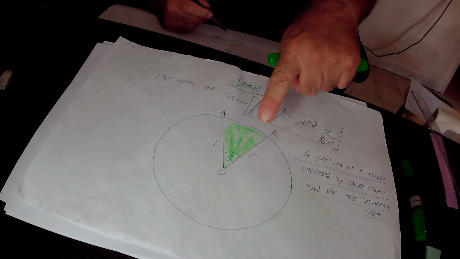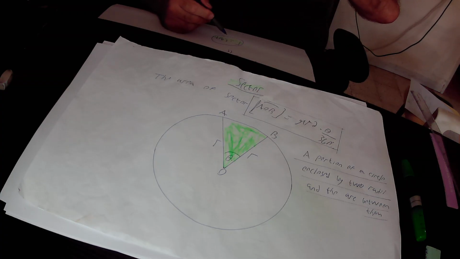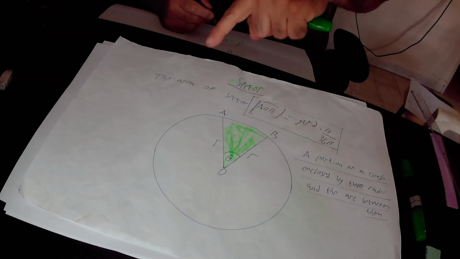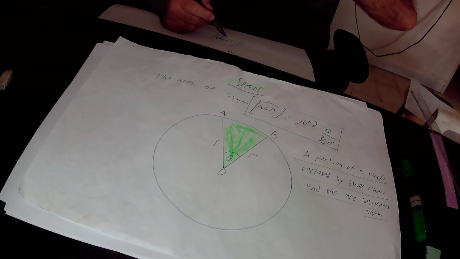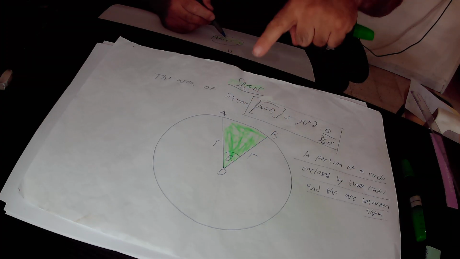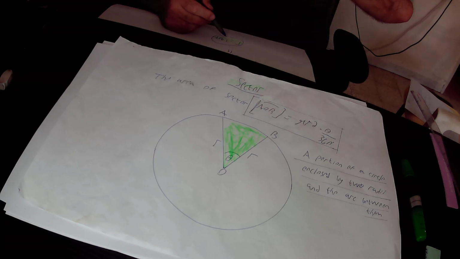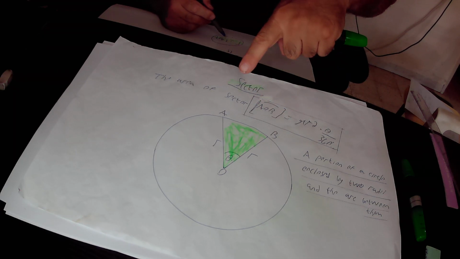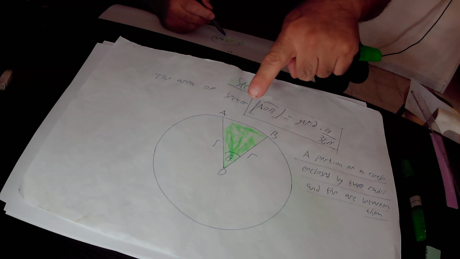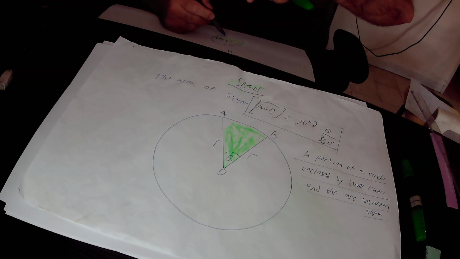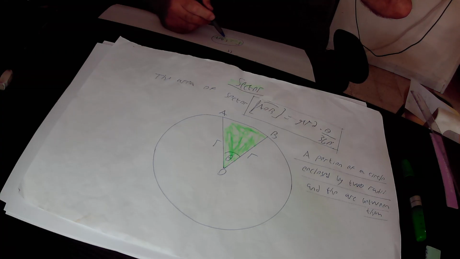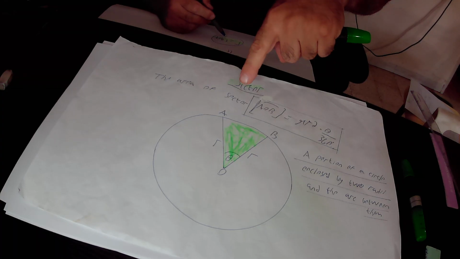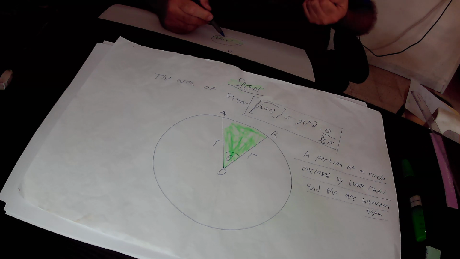This is sector AOB, the green shape. It is a portion of this circle enclosed by 2 radii and arc AB between the 2 radii. The 2 radii AO and BO are defined as the legs of this sector. And the angle between the legs of the sector is theta. So this is the area of the sector AOB.